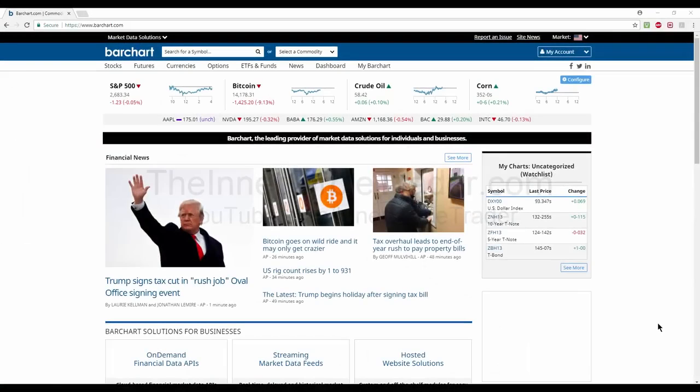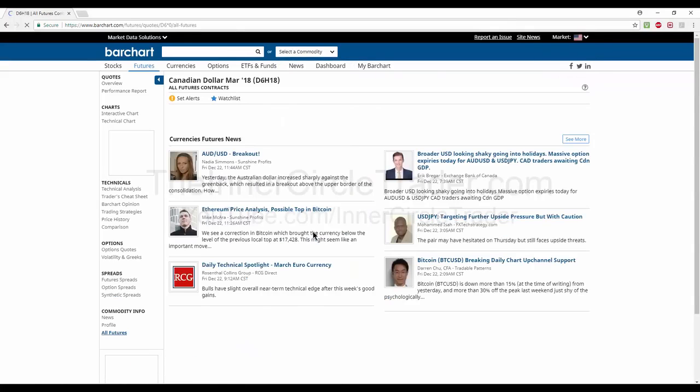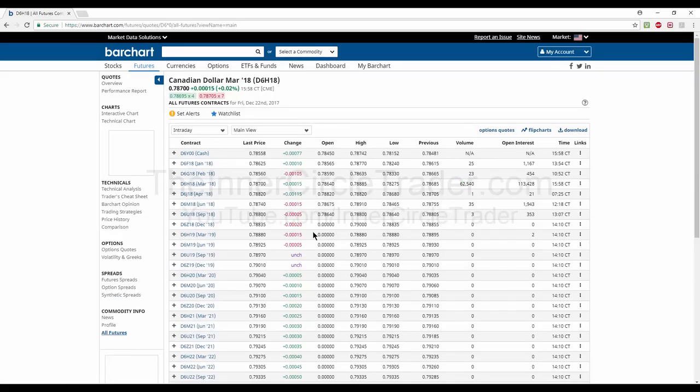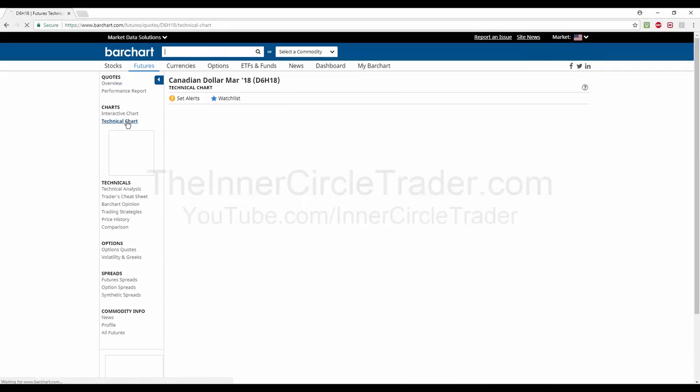Okay, folks, we are on barchart.com. This is a website I use to illustrate Commitment of Traders reports in graph form. We just click on this little toggle box up here to go to a commodity, and we're going to look at the Canadian dollar. Right now, the largest open interest is on the March contract of 2018, so we'll click on that, and then we'll click on technical chart.